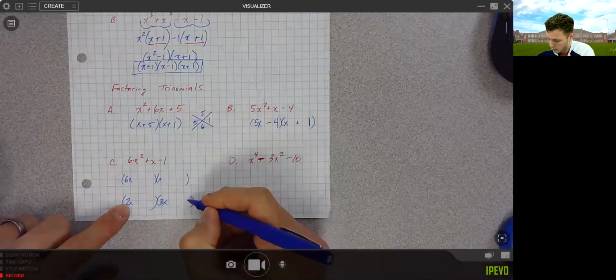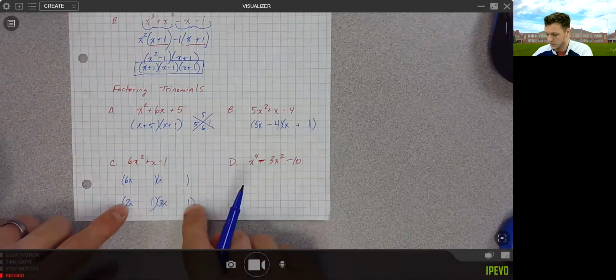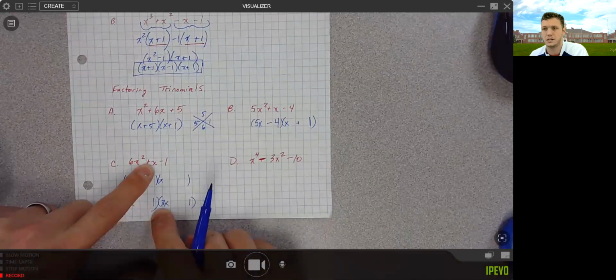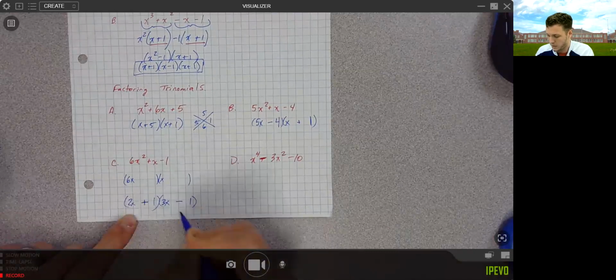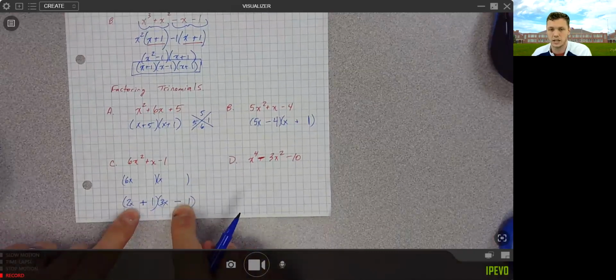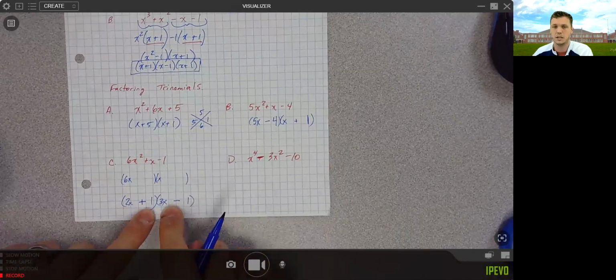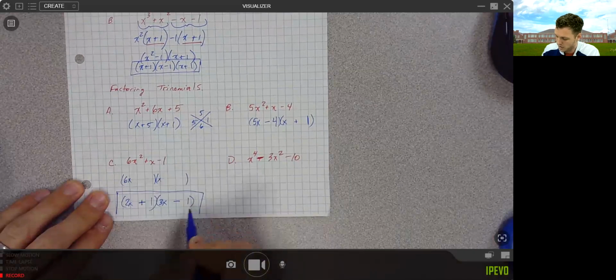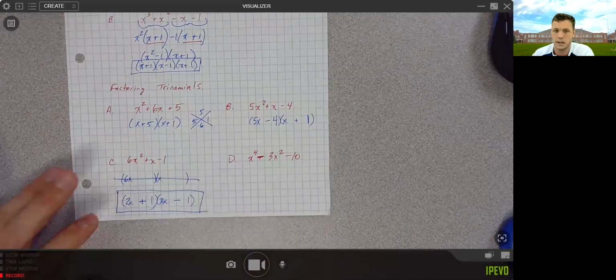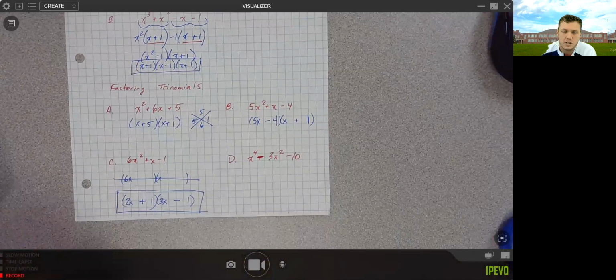So if I'm going to put a 1 and 1 here, that's 2, that's 3. We're looking for a positive 1. So I want my larger number to be the positive, my smaller one to be the negative. So we get a negative 2x, a positive 3x. That gives us what we're looking for. All right, so these are going to be my factors, and I didn't even need to look at this one. Okay, questions so far?